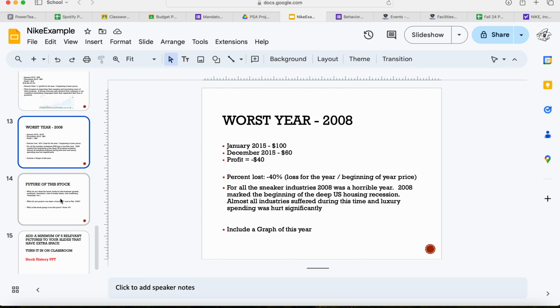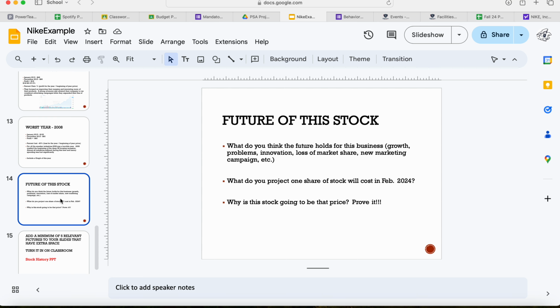Again, it's between 2000 and 2024, or whenever your company IPO'd, to 2024. Future of this stock. What do you think the future holds for this business? Growth, innovation, loss of market share. This is your thoughts, but also do a little bit of research and read some other people's opinions. Don't just copy their opinions. Read a few different things and then come up with your own prediction for this stock.